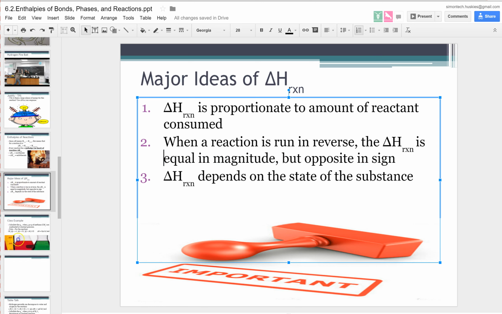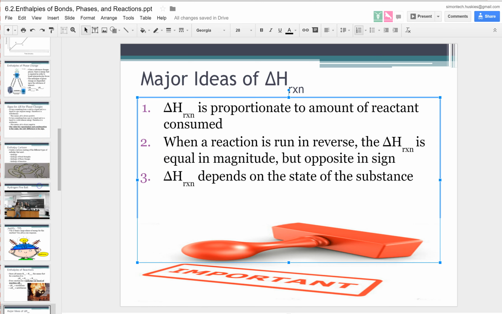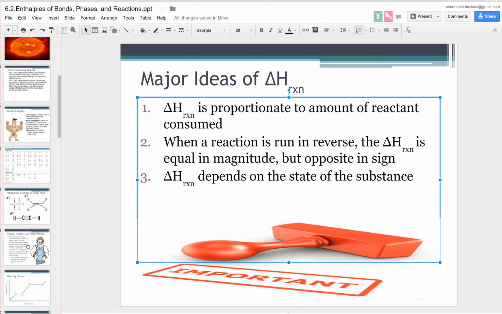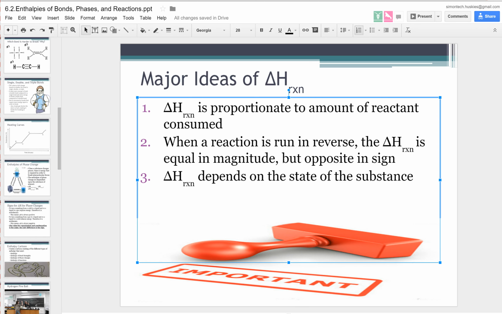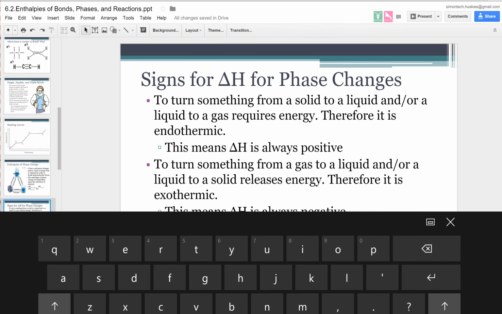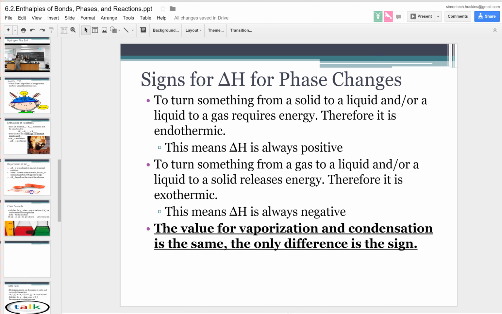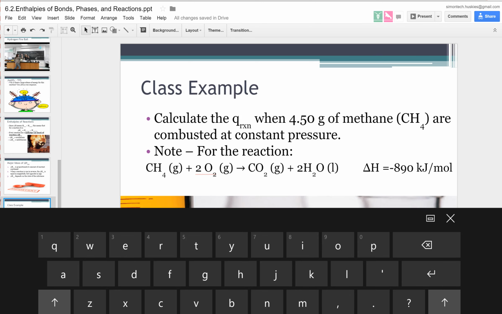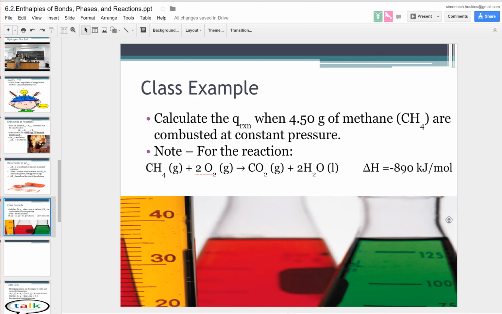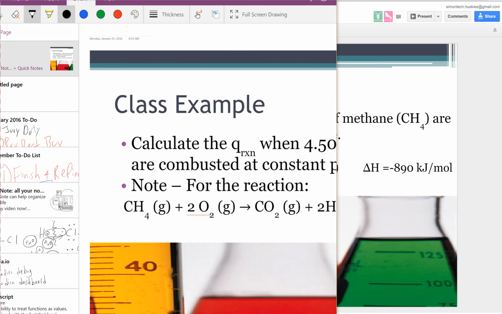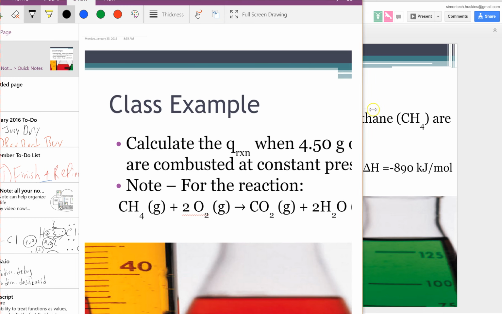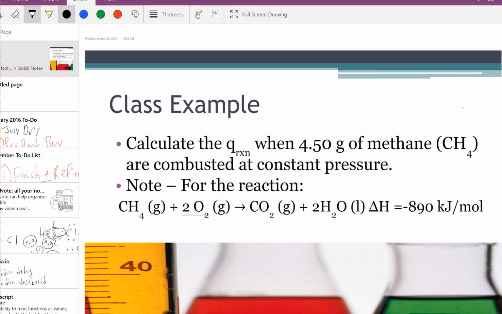So knowing those three simple points and understanding that at constant pressure, we can determine exactly how much heat is released for an endothermic or exothermic process, all we need to do is first make this guy bigger. First, look at how much reactant we're starting with.